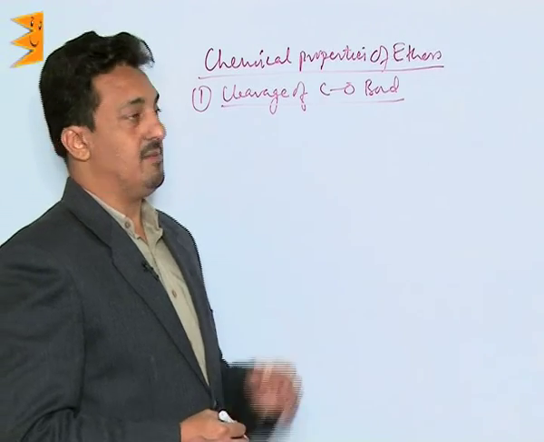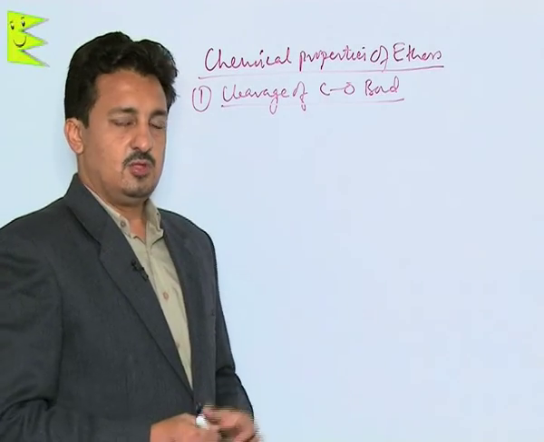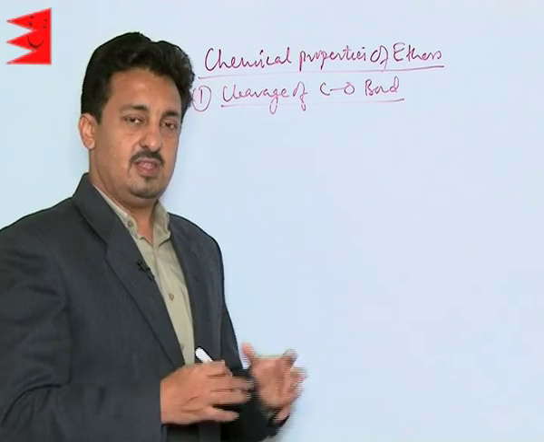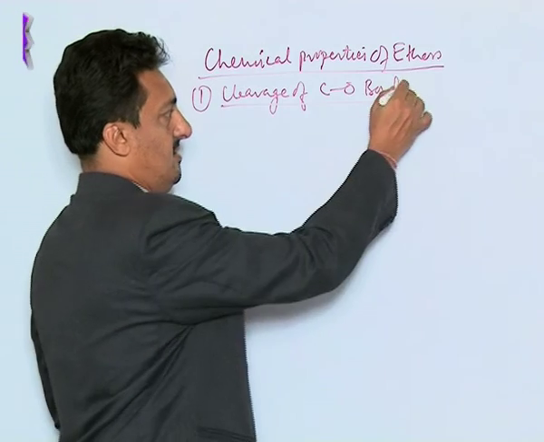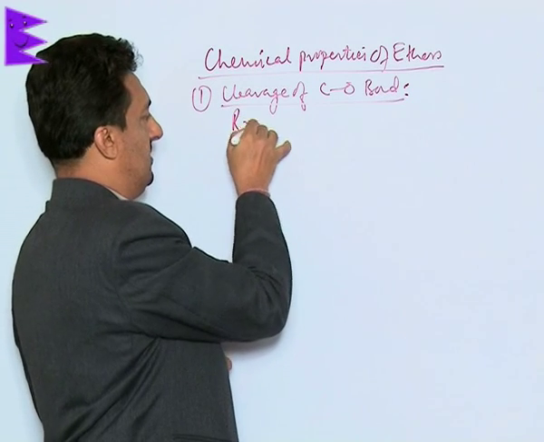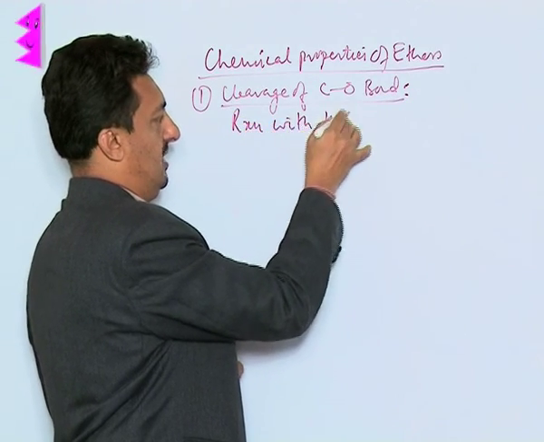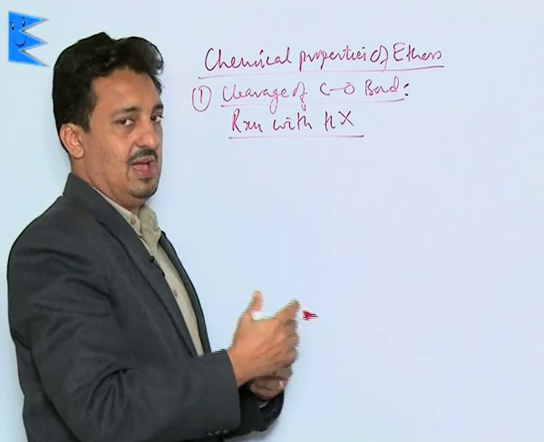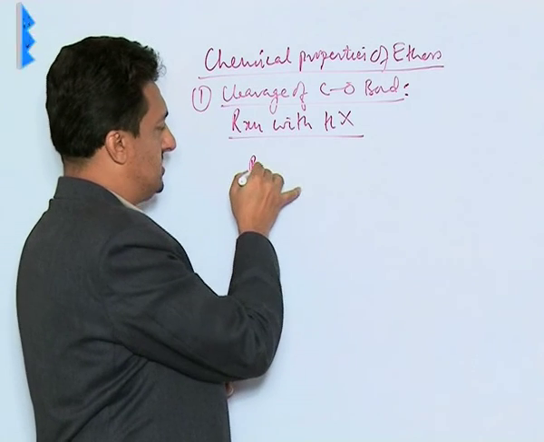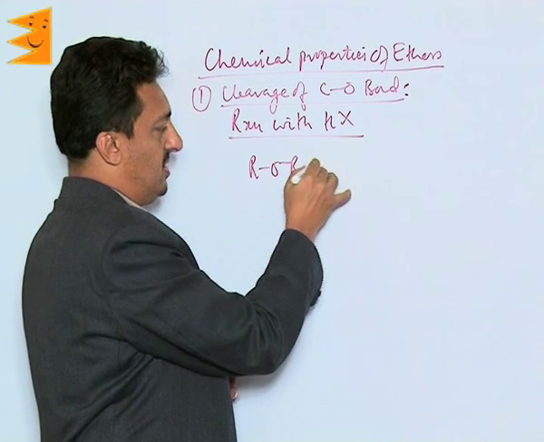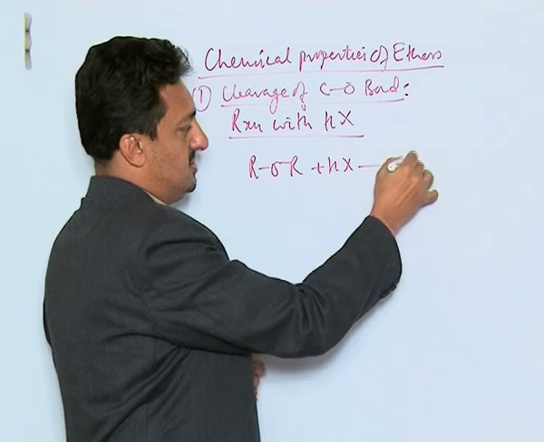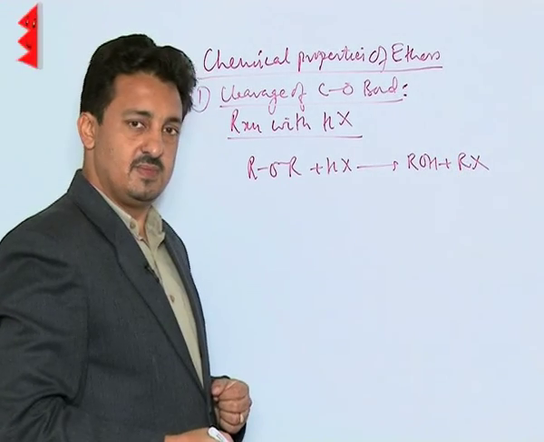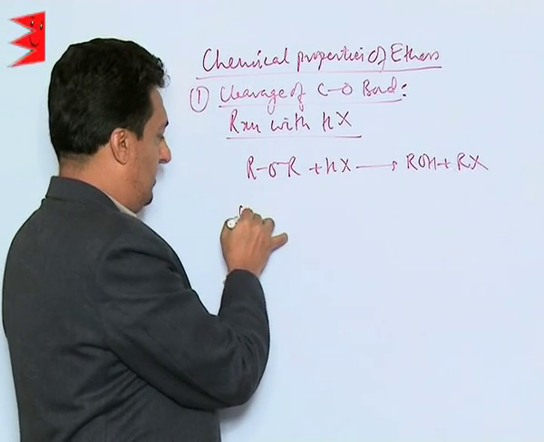Now let us see the chemical properties of ethers. The most important chemical reaction of the ethers is the cleavage of the C-O bond. It is basically done by reaction with halogen acids. So like alcohols, they also form what? Alkyl halides. If we have any symmetrical ether with HX, it is going to give us one alcohol and one alkyl halide. So it's a very simple reaction.